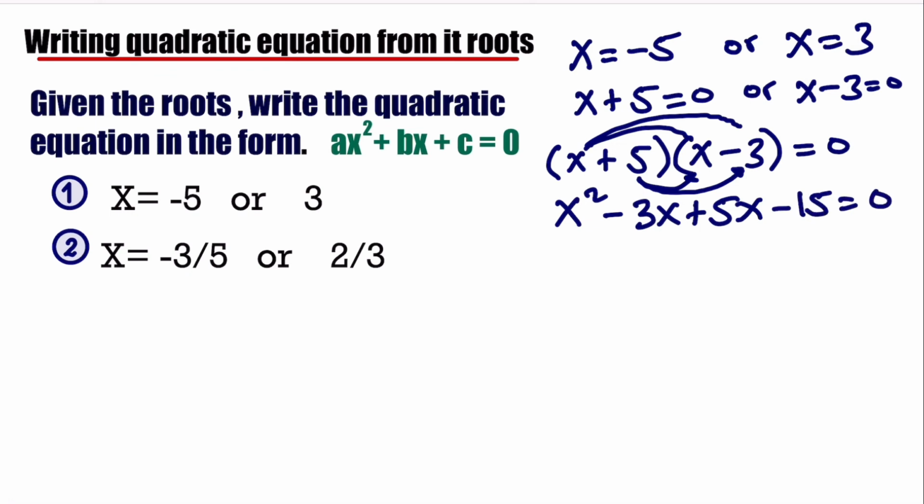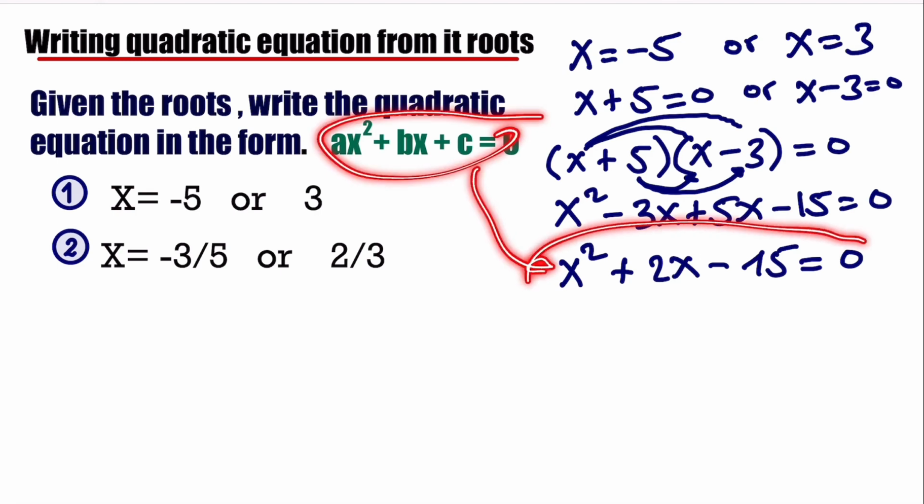So next we need to simplify the like terms. We have x and x here. So this is plus 5x minus 3x. So this will give us x squared plus 2x minus 15 equals 0. So this is the quadratic equation in this form.